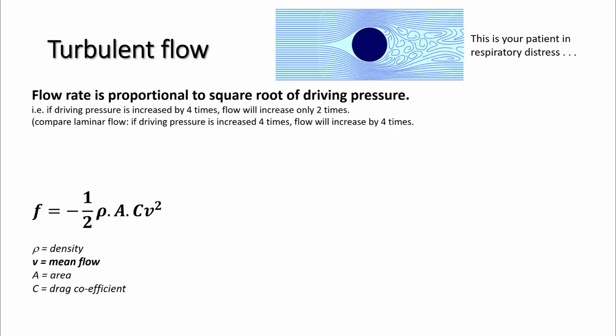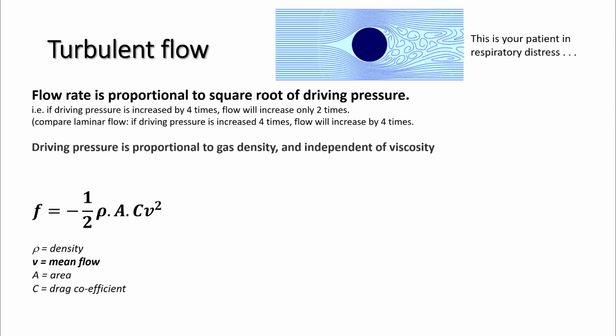Turbulent flow is more common in patients with respiratory distress because of their very high flow rates. In turbulent flow, the flow rate is proportional to the square root of driving pressure. That means if you increase the driving pressure 4 times, the flow will increase only 2 times. And if you remember your laminar flow, if the driving pressure is increased 4 times, your flow will increase 4 times. So it's twice as inefficient to be in turbulent flow.